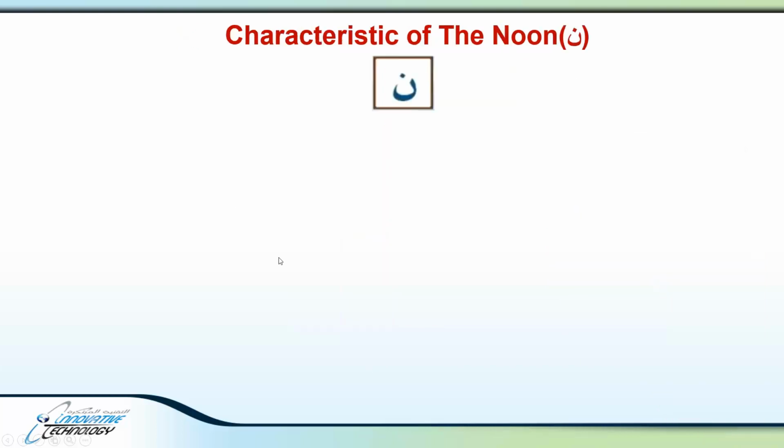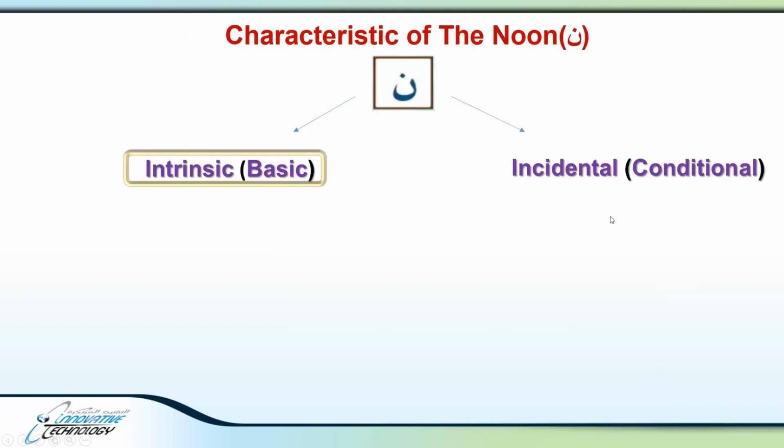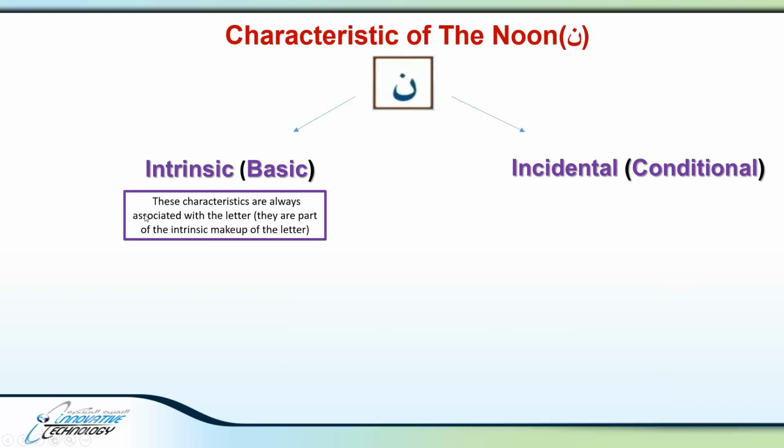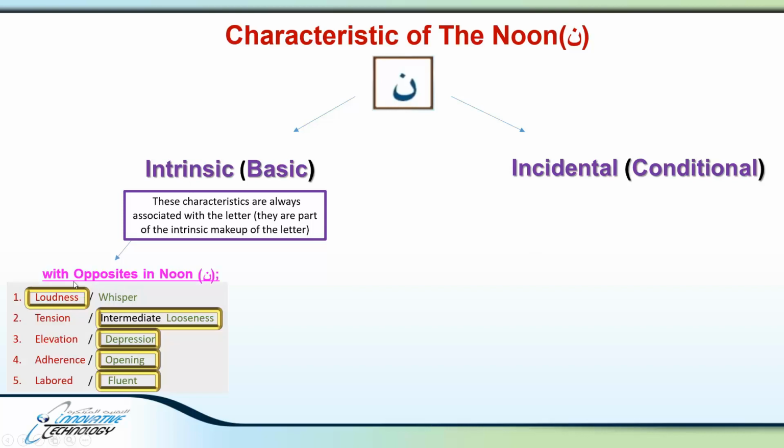If you remember in that lesson on characteristics, we mentioned that there are intrinsic characteristics and incidental conditional characteristics. Intrinsic ones are those that are associated with the letter as a part of its makeup. Those were divided into 2. Ones with opposites, where the Nun is loud, having intermediate looseness, depressed, open, and fluent. And as non-opposite characteristics, which are intrinsic, the Nun is characterized with ghunnah, and ghunnah is always a part of the Nun. So we cannot eliminate the ghunnah from the Nun, but we can exaggerate it, or we can decrease it, but it's always a part of the intrinsic characteristics of the Nun.